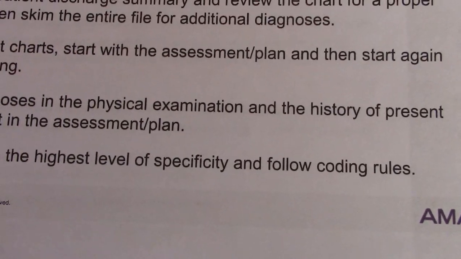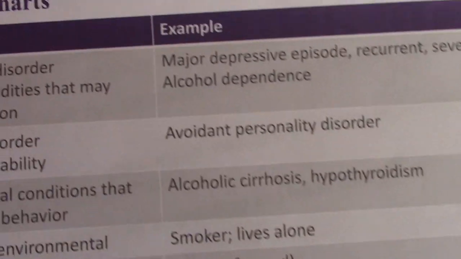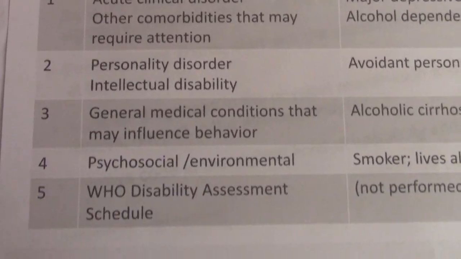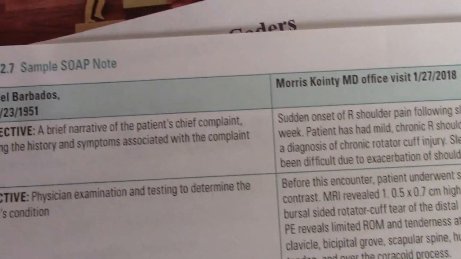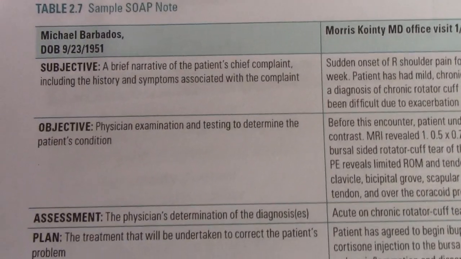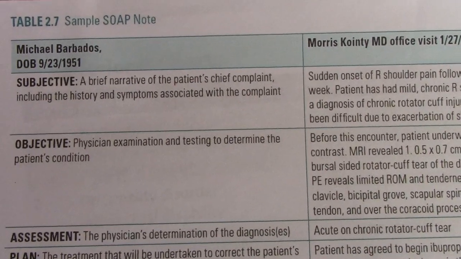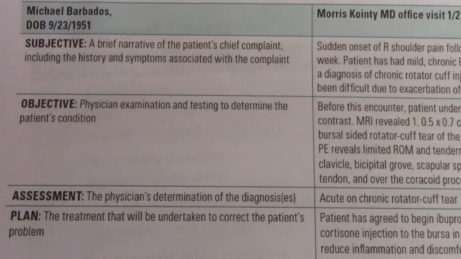You also have your behavioral chart and your axes 1 through 5, as well as your SOAP notes. So again, these are documentation formats that you can look for when you're doing your risk adjustment coding.